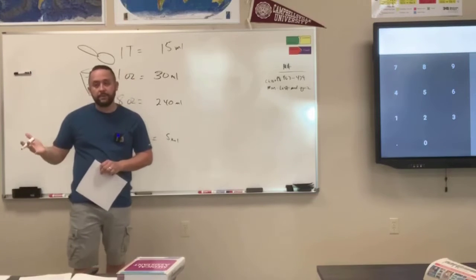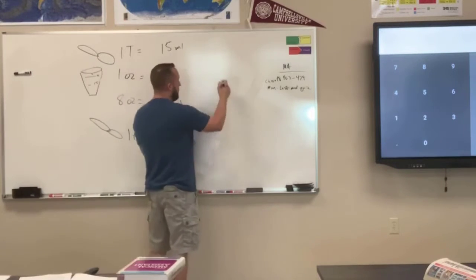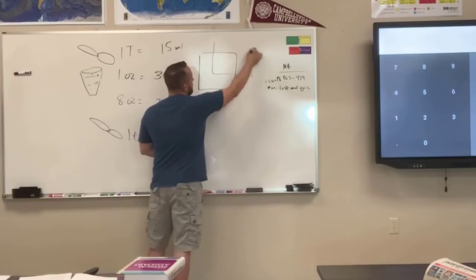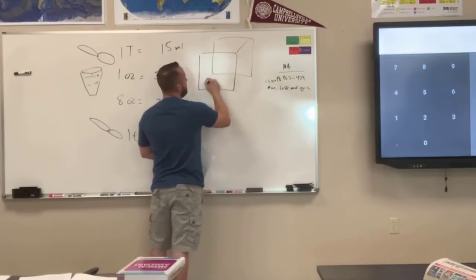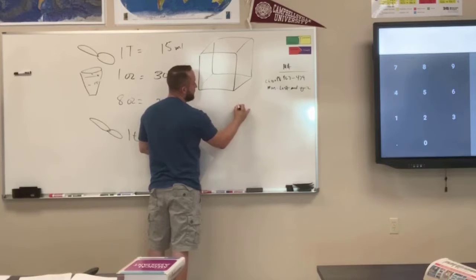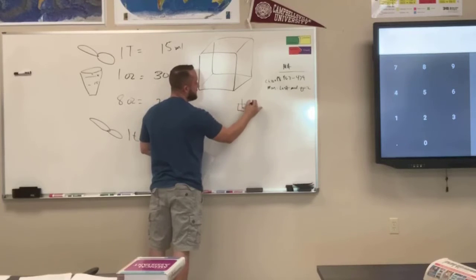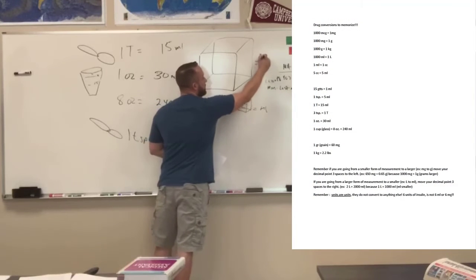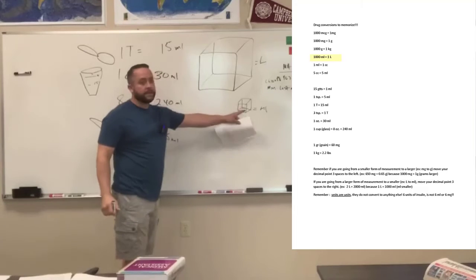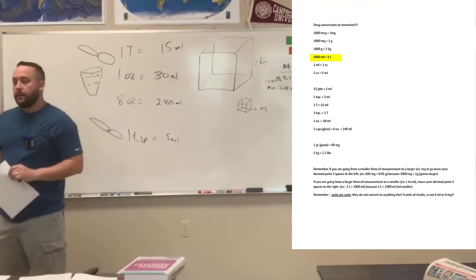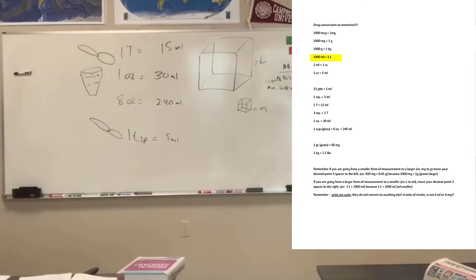Unfortunately not in the USA. We should be in the metric system. But if you think of a liter as a cube, a liter is a measurement of fluid. Well, a milliliter, there are 1,000 of those in a liter. So 1,000 of these little tiny cubes would fit in a liter. 1,000 milliliters equals a liter.